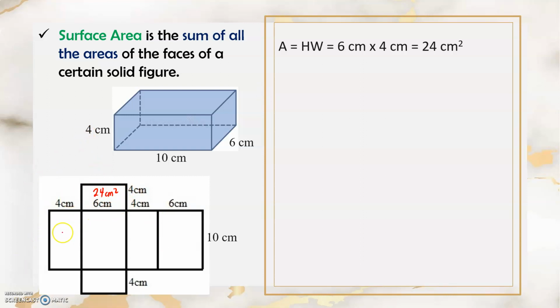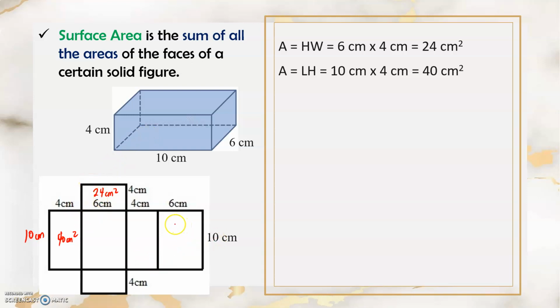Now let's find the area of this face. Again, this side here is opposite this side, so that means this measures 10 centimeters also. And for us to find the area of this face, we'll just have to multiply these two dimensions. And 10 centimeters times 4 centimeters will give us 40 square centimeters. And remember, this is the length and this is the height of our prism.